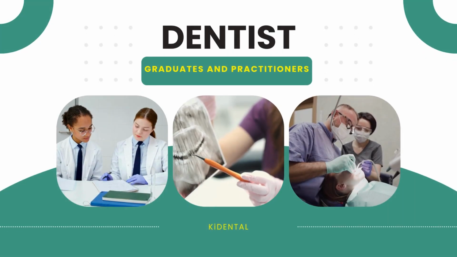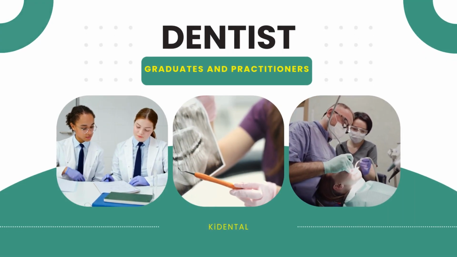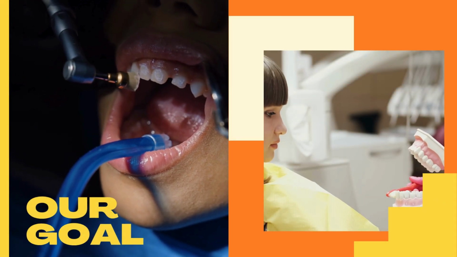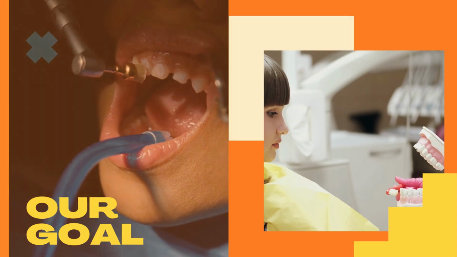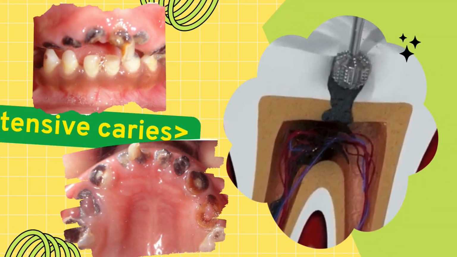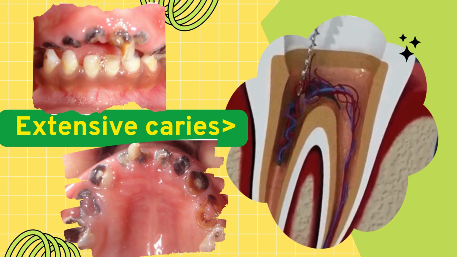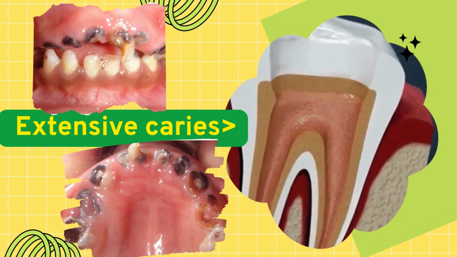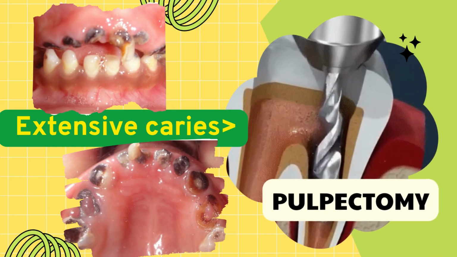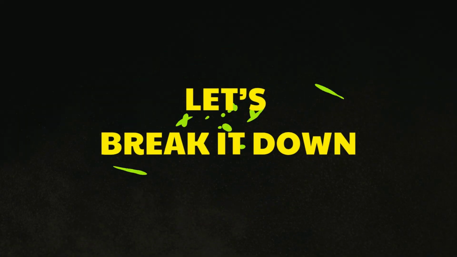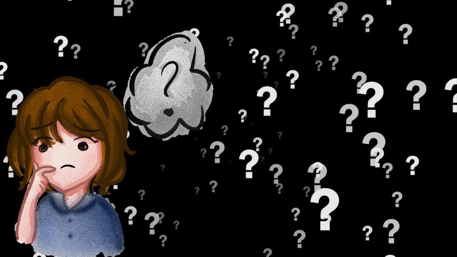For all of you dental students and enthusiasts, today we are discussing a crucial clinical topic. Its ultimate goal is to preserve the natural dentition. Sometimes, due to the extensive carious lesion, the pulp of primary tooth becomes irreversibly damaged. That's where the pulpectomy procedure comes into the picture. So, let's break it down, starting with the basics.